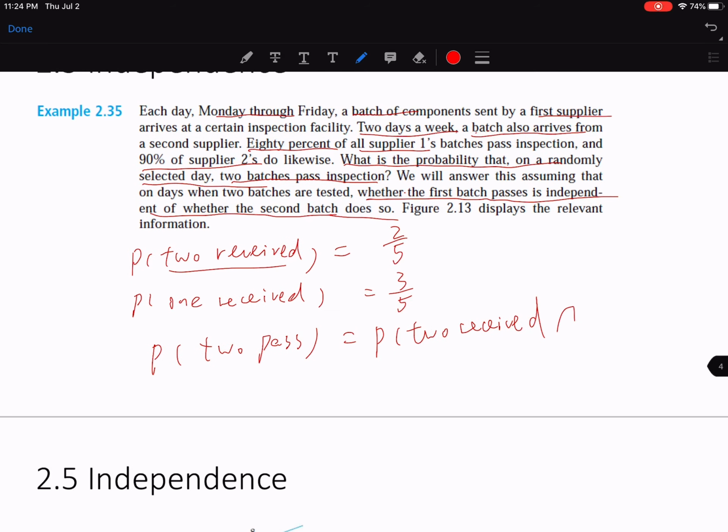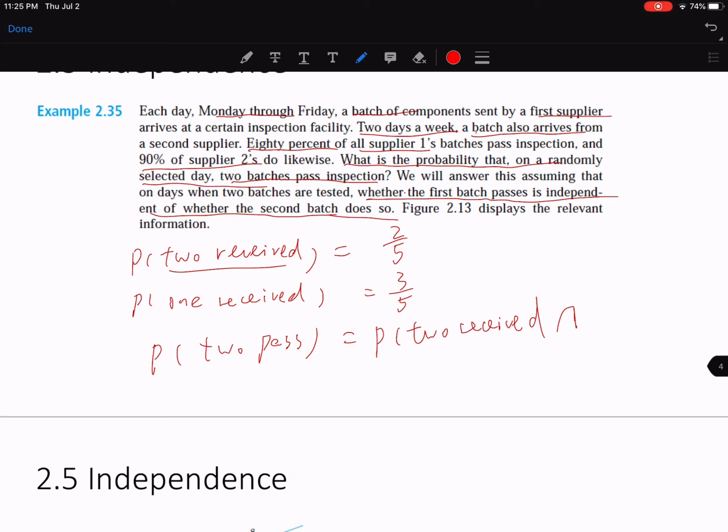And then intersection. So after we have 2 batches received, there are going to be 4 different situations. Situation number 1 is that the batch from the first supplier passes, but the batch from the second supplier doesn't. Situation number 2 is that the batch from the first supplier doesn't pass, but the batch from the second supplier passes.